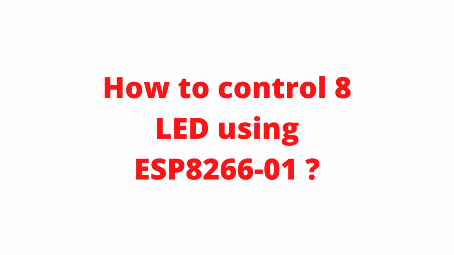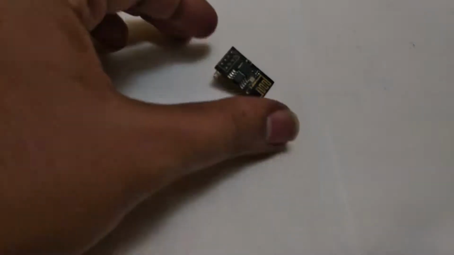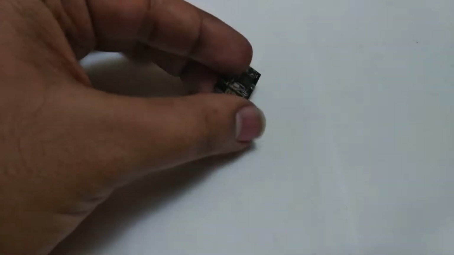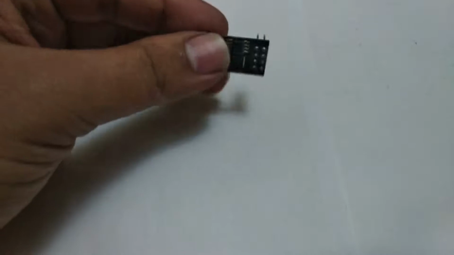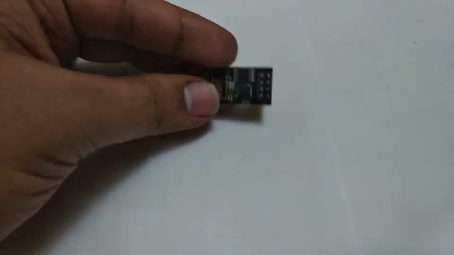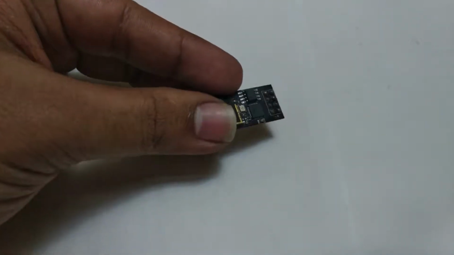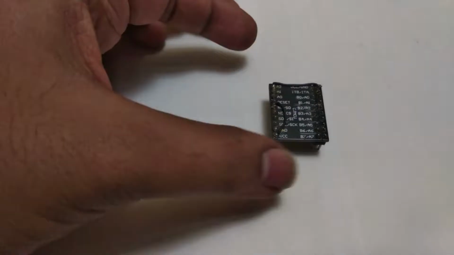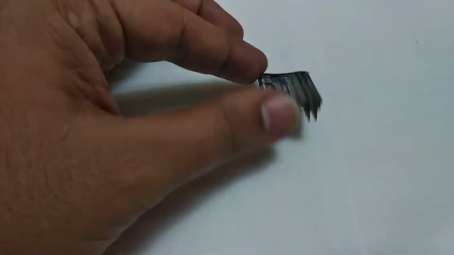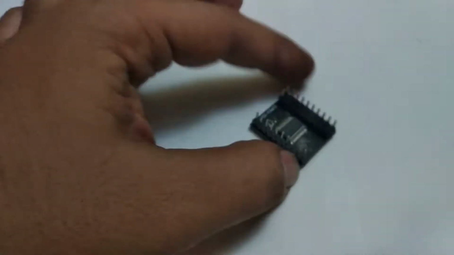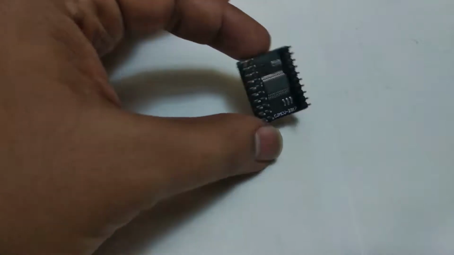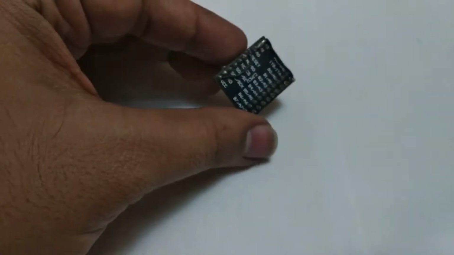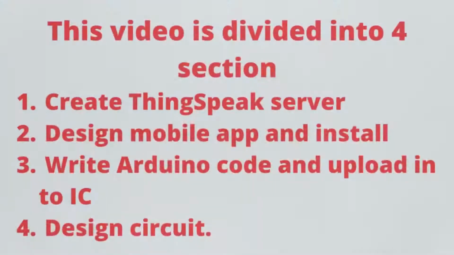In this video, I am going to show you how to control 8 LEDs using ESP8266. This is the ESP8266 basic module. This module has only 2 GPIO pins. We can control more than 2 GPIOs using this ESP8266, but we have to use a port expander. This is the port expander MCP23017. With the help of this port expander, we can control up to 16 GPIOs.